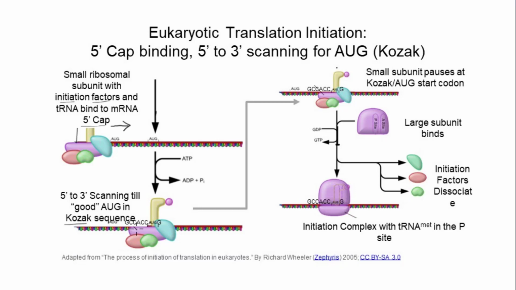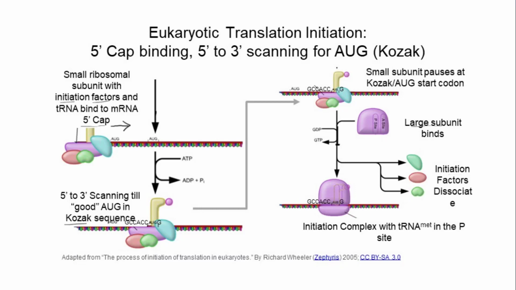A good Kozak sequence looks like this: GCC, ACC, AUG, G. Once the small subunit and tRNA and initiation factors encounter this good Kozak sequence, the complex pauses, positioning the small ribosomal subunit such that the AUG sequence is positioned at the P site in the ribosome, with the initiator tRNA met in the same site. Next, the large ribosomal subunit joins the complex and the initiation factors dissociate, leaving the assembled ribosome, mRNA, and initiator tRNA met in position and ready to begin.